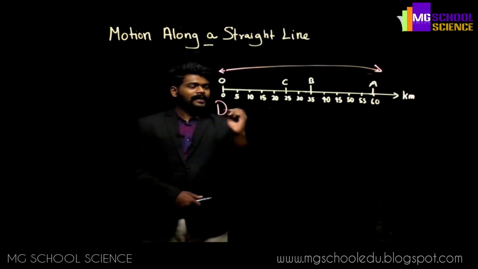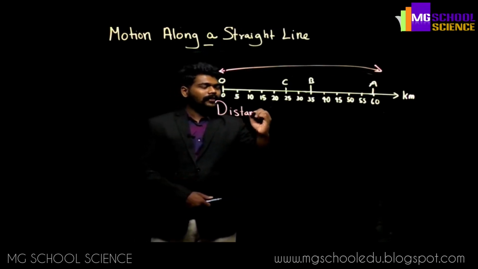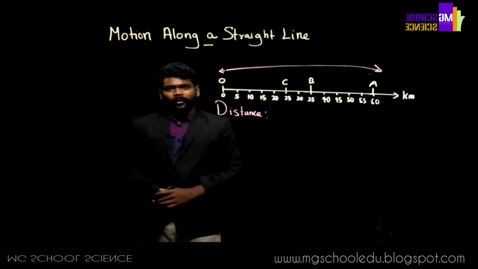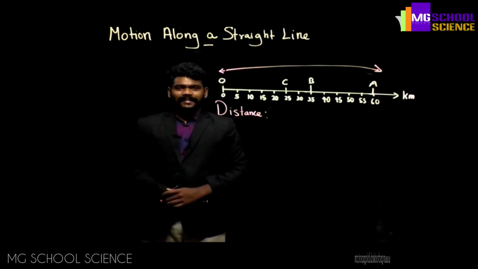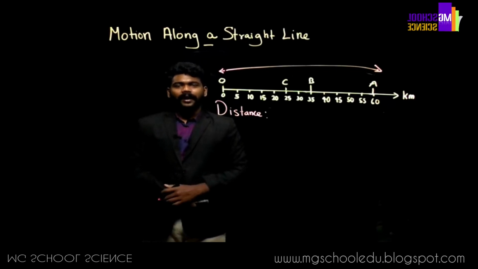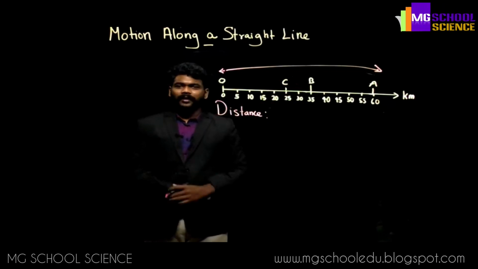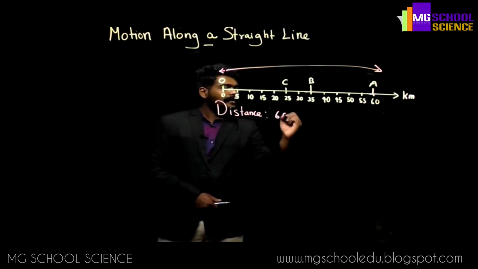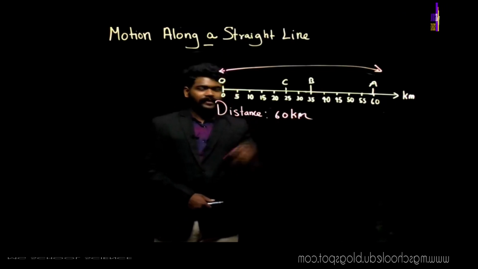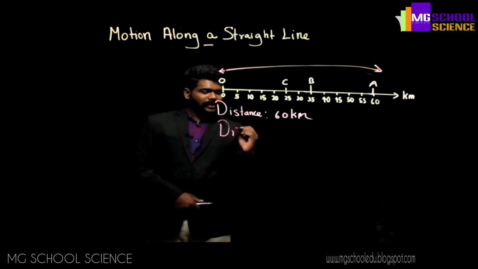We know that distance traveled by the object is nothing but what? It is the total length traveled from initial to final position, right? Or the total path traveled. Now here, what is the total path traveled from O to A? It is nothing but 60 kilometers. Now let us see displacement.